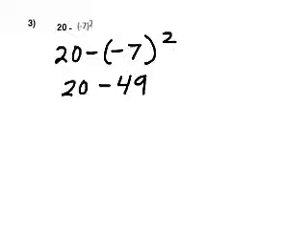Now we can deal with the 20. 20 plus a negative 49, which would be 49 minus 20, is 29. Since the 49 has a larger absolute value, we keep the sign of the 49, so it's negative 29.